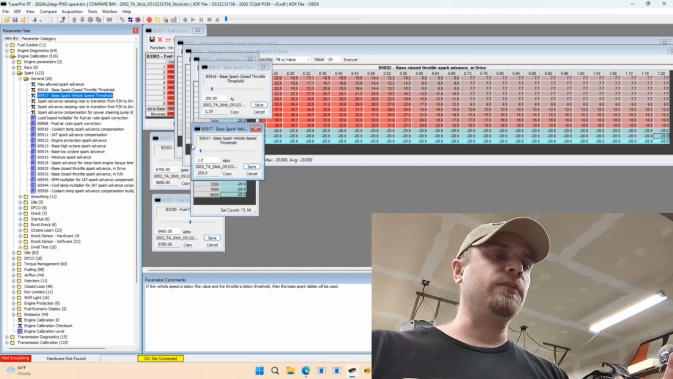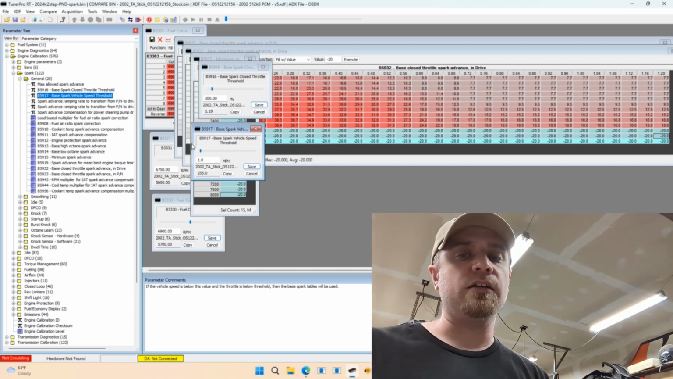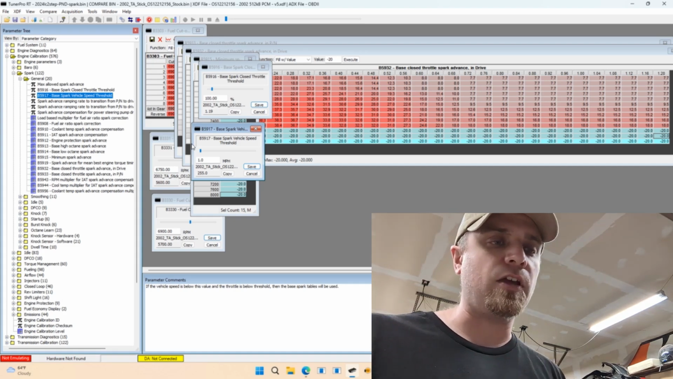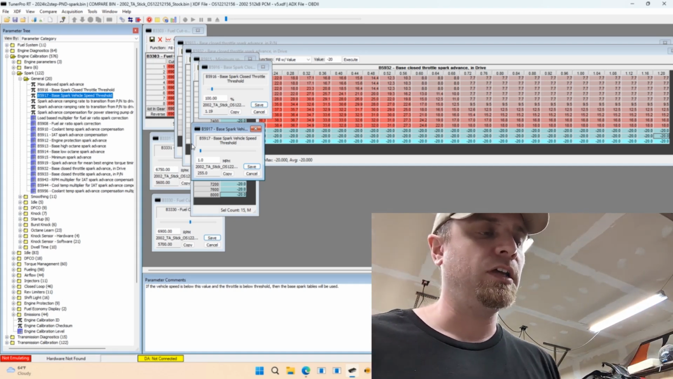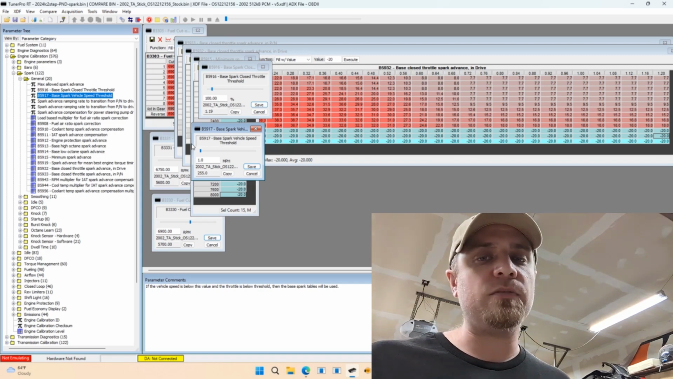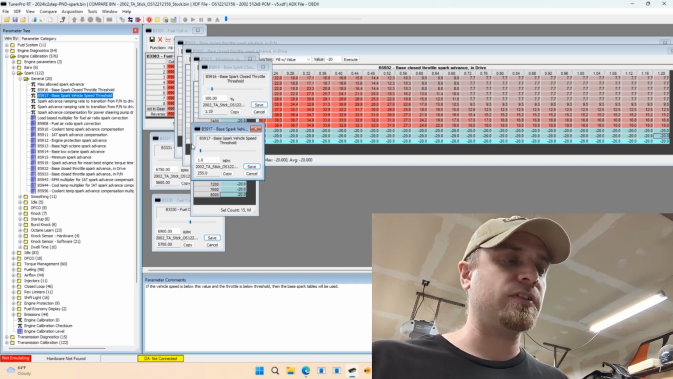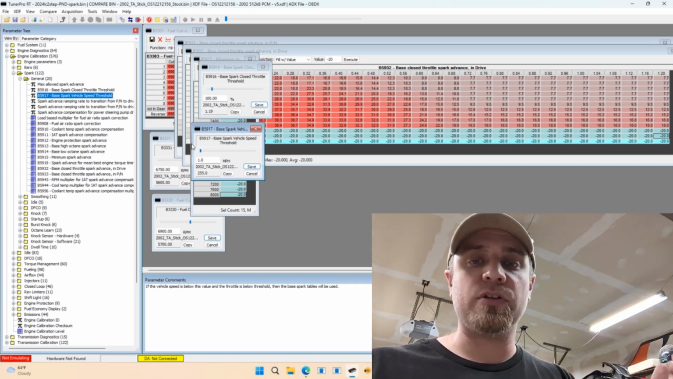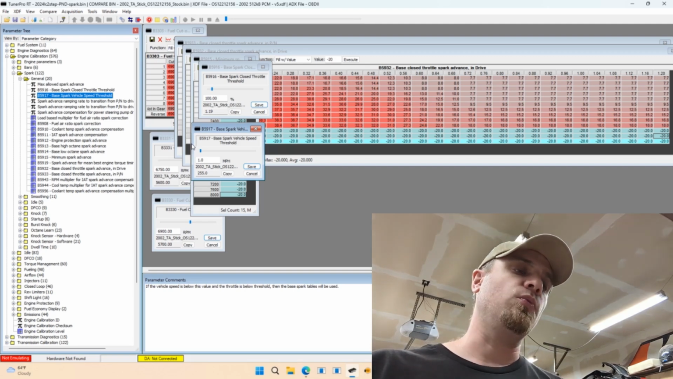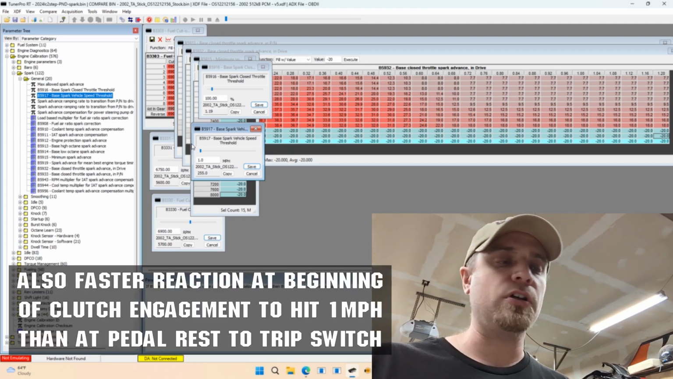So even though this was in gear, even though I had to set this up so it was in drive, it really doesn't matter, because how often are you going to be at 3,800 RPM under 1 mile per hour? The only way that's going to happen is if you got the clutch in. So there's really no downside to doing it this way, and I think it's probably actually better because you're using spark to control it, which reacts a hell of a lot quicker than the fuel cut does.